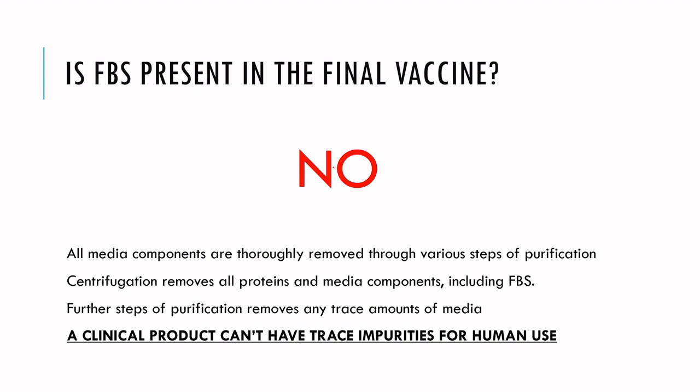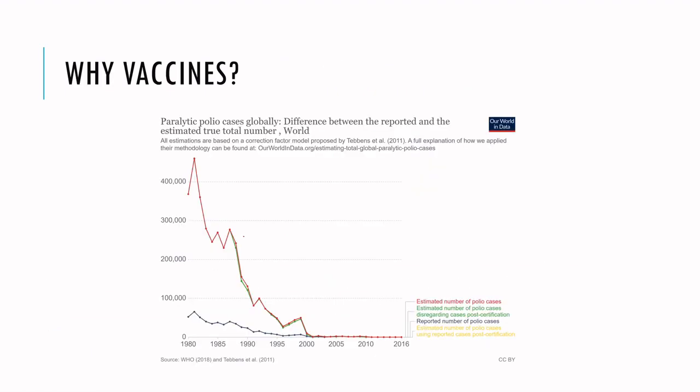So is there FBS present in the final vaccine? Big no. Big emphatic no. All media components are thoroughly removed through various steps. We remove all proteins, all media components, including FBS, and further steps of purification remove any trace amounts of media. If there is any impurity, it is unfit for clinical human use. This is the law, this is the regulation. So there is no FBS in the vaccine.